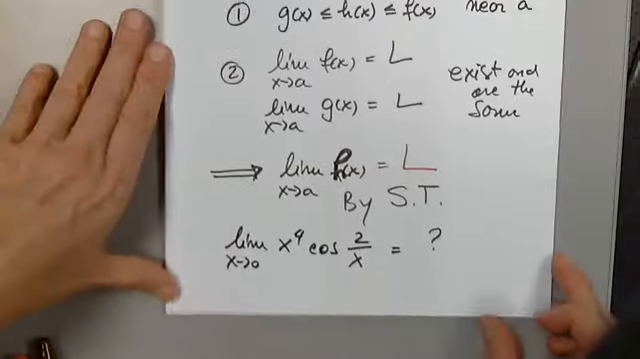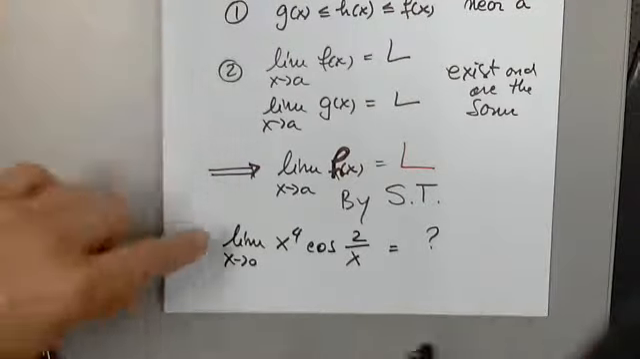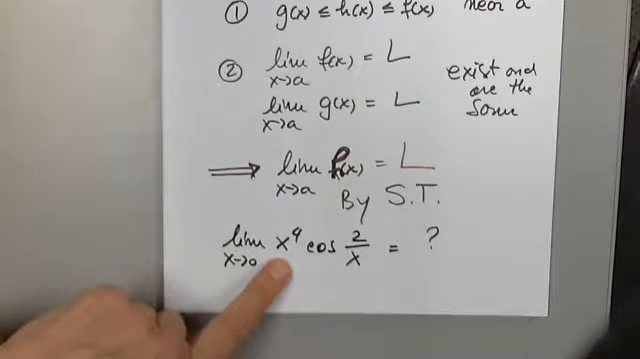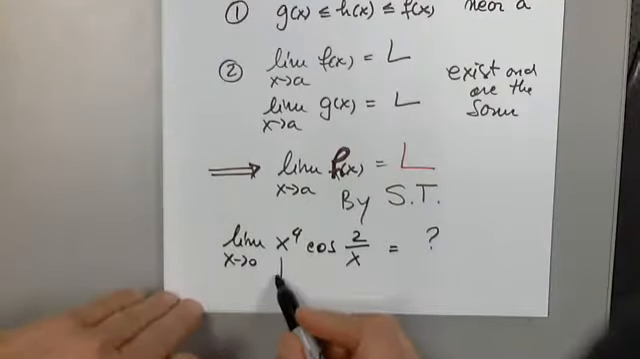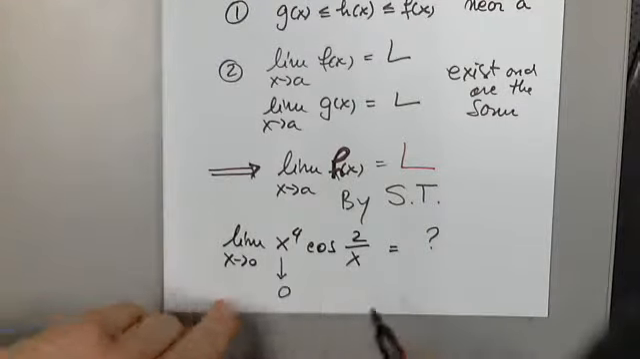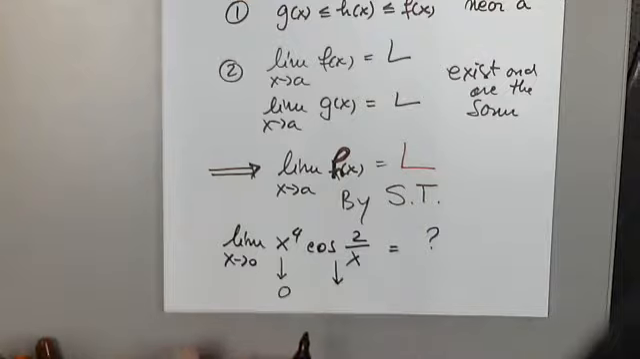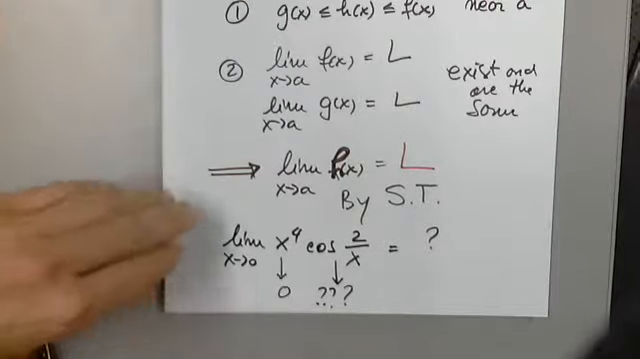First of all, we have to see what this is, right? So what is the limit of x to the fourth? The limit of x to the fourth will be 0. What is the limit of cosine of an undefined situation? No answer. So nothing works.